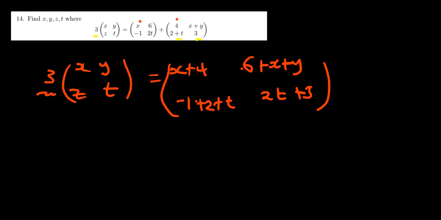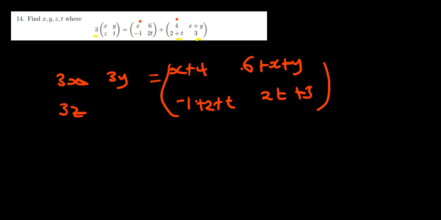So this here is what we have, and on the left hand side we see that we can multiply the 3 with the matrix there. This is a scalar, so we can multiply this matrix with that scalar. So what are we going to get? We are going to get 3x, 3y, 3z and then 3t. Now from here we can equate, because these two matrices are equal.